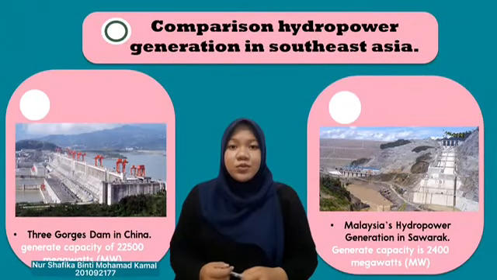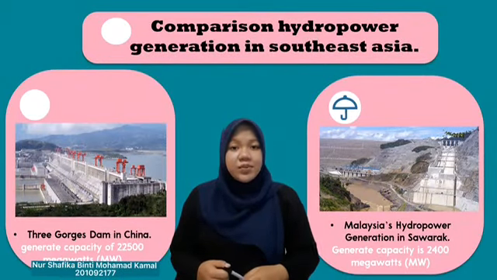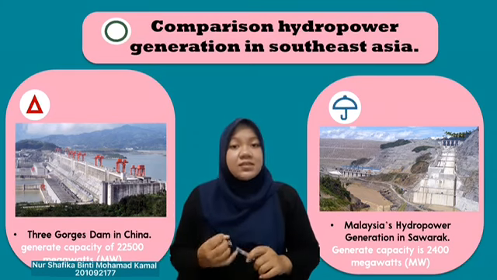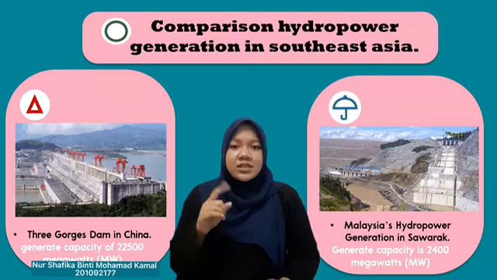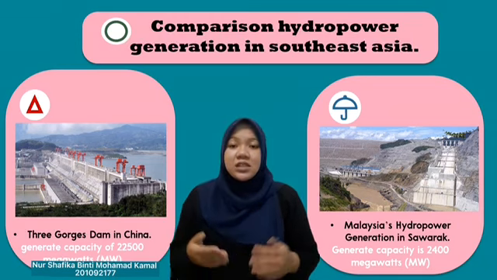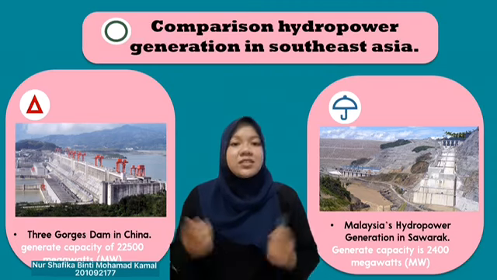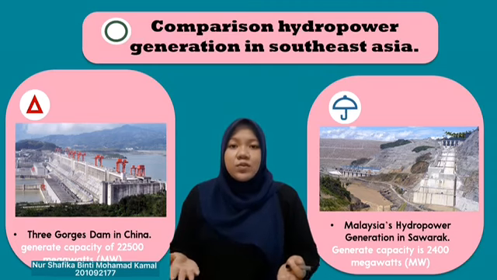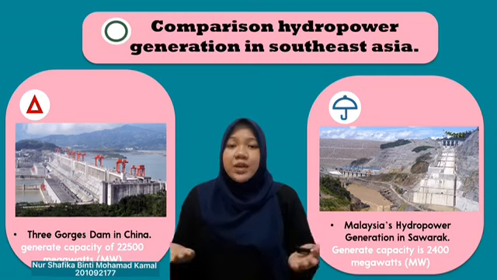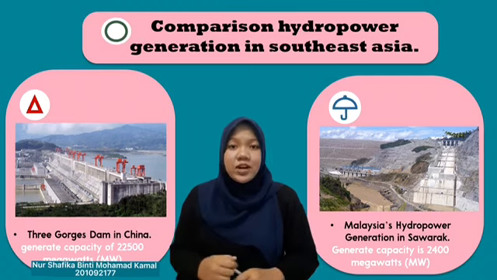Next and last subtopic in this presentation is about the comparison of hydropower generation in Southeast Asia. First, the largest hydropower station in Southeast Asia is Three Gorges Dam in China. This hydropower station generates around 22,500 megawatt compared to Malaysian largest hydropower station in Sarawak, which generates only 2,400 megawatt.